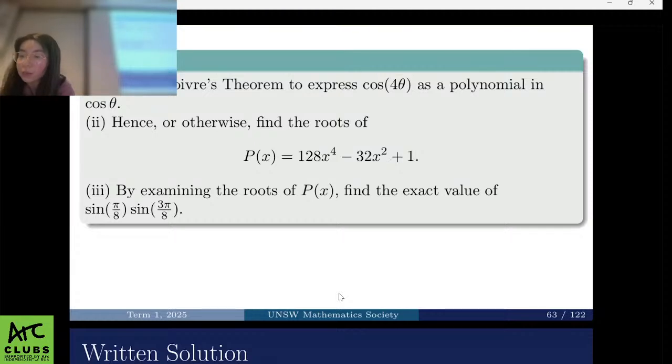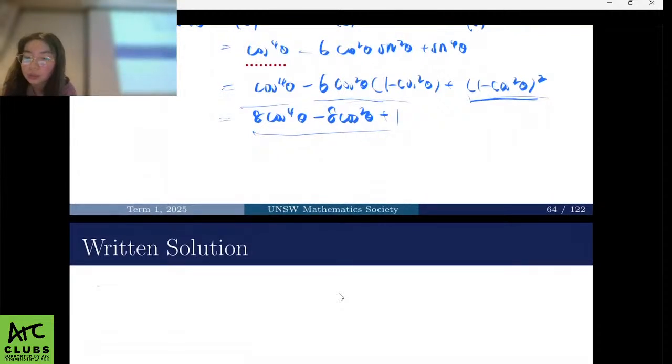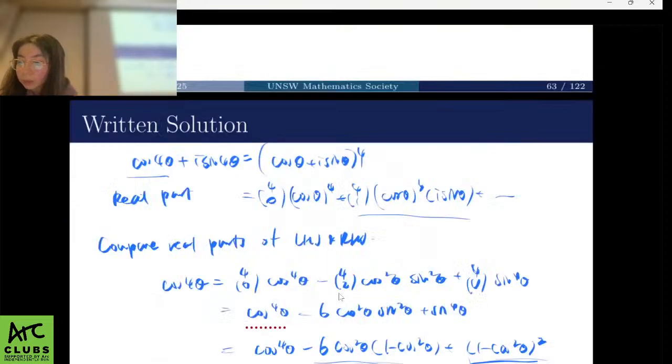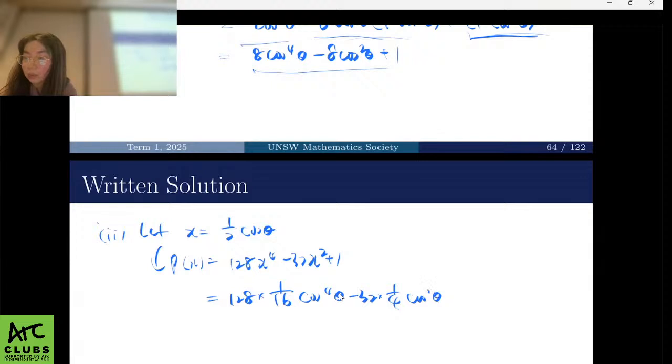If we look at the coefficients carefully, you realize that in part 2, if we just let x be equal to a half cos θ, and then we put that back into the polynomial expression, which was P(x) is equal to 128x to the power of 4 minus 32x squared plus 1. If you plug that into this, that's going to be equal to 128 times 1/16 cos to the power of 4θ minus 32 times 1/4 cos squared θ plus 1, right?